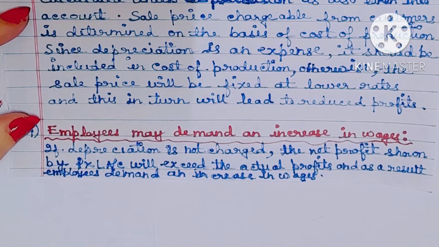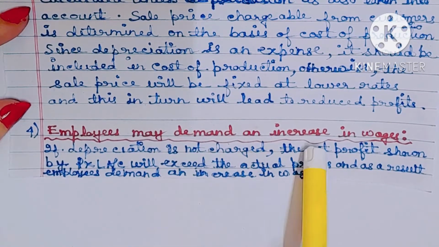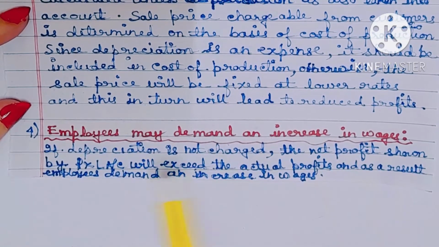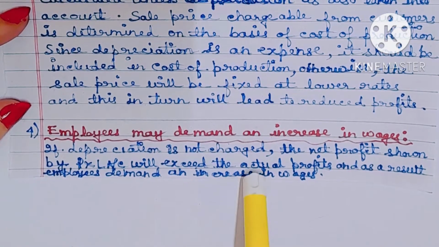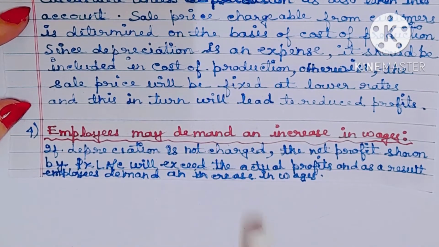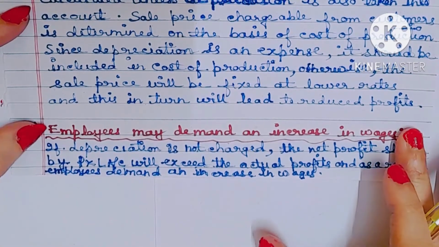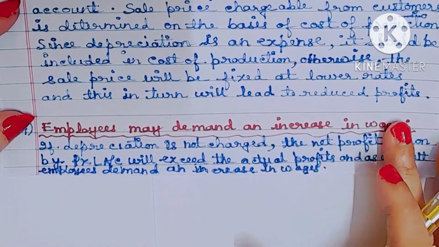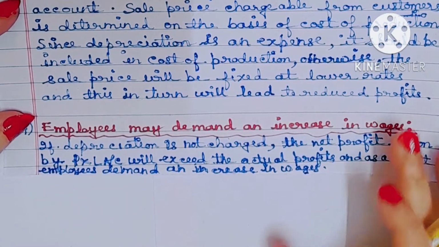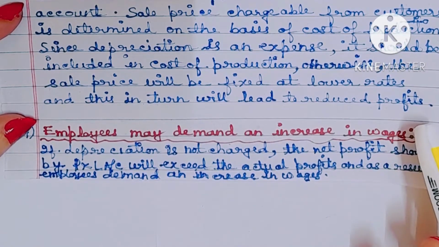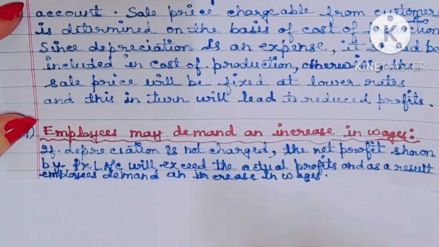Number 4, employees may demand an increase in wages. If depreciation is not charged, the net profit shown by profit and loss account will exceed the actual profits, and as a result, employees demand an increase in wages or bonus. Because তুমি depreciation যদি cost of production এ include না করো, তাহলে কি হবে? প্রফিটটা অনেক বেশি ইনক্রিজ করবে। প্রফিট ইনক্রিজ করলে তোমাকে ইনকাম ট্যাক্সও বেশি দিতে হবে। এমপ্লয়িজরাও ডিমান্ড করবে, জাস্ট বিকজ প্রফিট বেশি হয়েছে, ইনক্রিজ মাই ওয়েজেস or bonus দাও আমাকে। Understood?